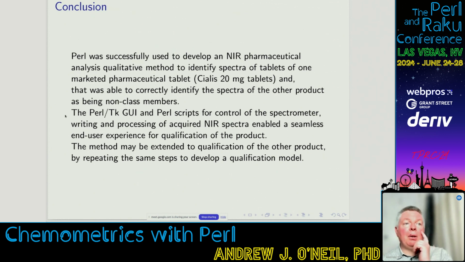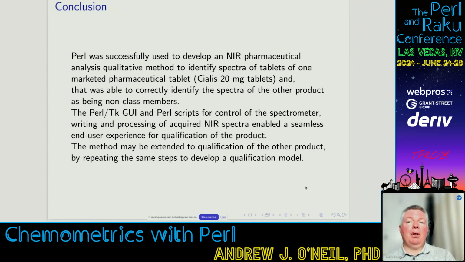And those can be loaded in by the Perl TK GUI that I've produced. So the Perl GUI can read those files. It can also control the spectrometer, trigger the reference spectrum acquisition, and then process the spectra with whatever scatter correction algorithm is required, and then apply a qualification or quantification algorithm onto the transformed spectrum to give either an identification pass-fail, or to give a quantification of the particular analyte level.